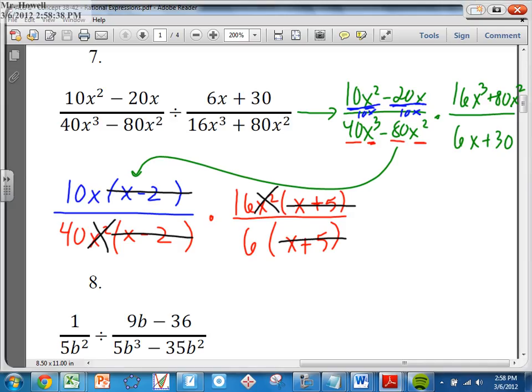Ooh. 16 over 6? 16 over 6 is 8 over 3. Reduce them both by a factor of 2. That becomes 8 over 3. I'm making lowest terms my fractions. What's 10 over 40? 1/4. So I'm going to put a 1 here and a 4 down here.